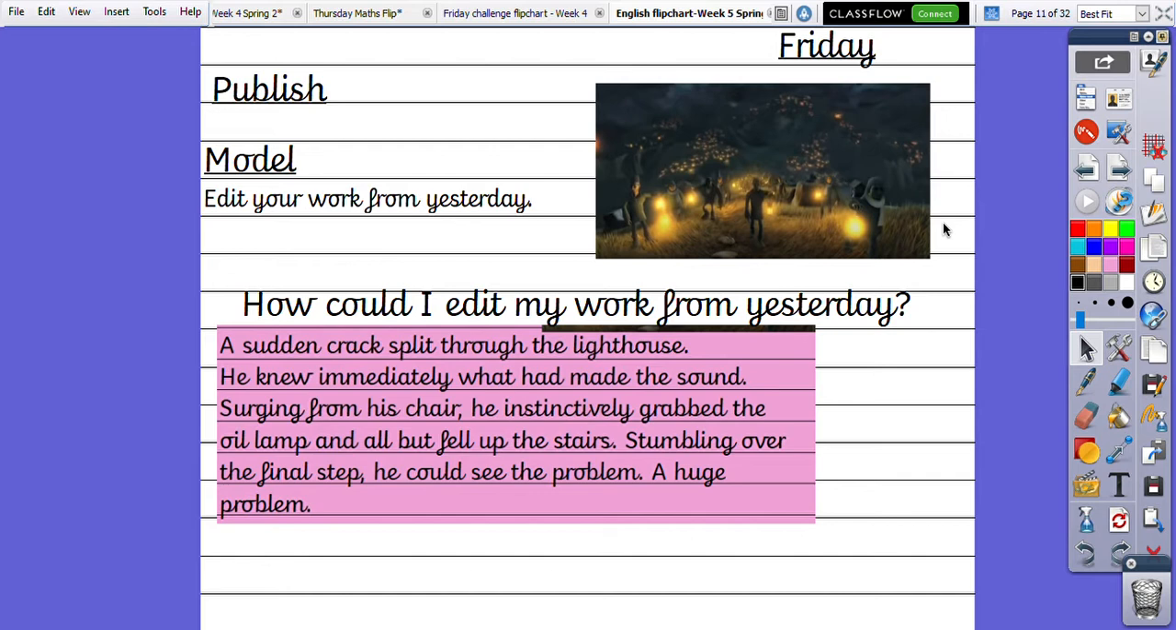Lighthouse. You know this story really well by now. We have studied it all week and yesterday you edited your draft ready to publish today. So just a reminder of how you can edit your work from yesterday. I have taken a piece of writing that I edited yesterday. However, we don't just stop there, we want to edit it even further.